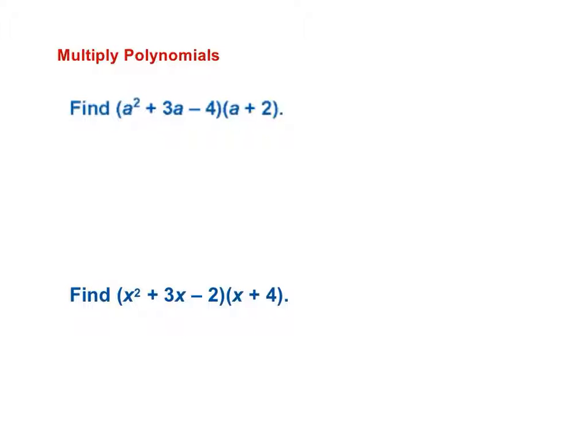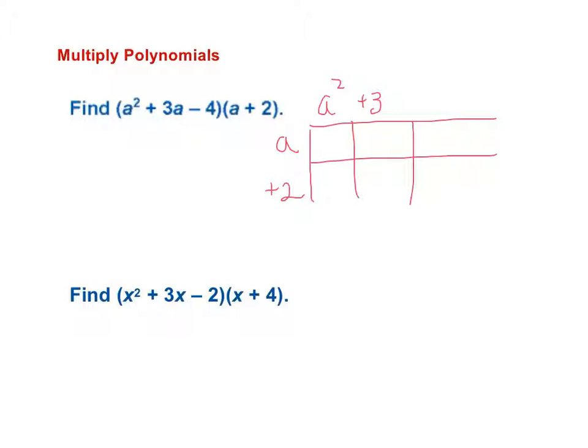Multiplying polynomials. Now, I'm going to use the box for this because to me, multiplying this in a box keeps things all nice and organized. Do you have to? No, but it works really well, and I like it. So I'm going to do a plus 2, and then up here I'm going to do a squared plus 3a minus 4. And then I'm going to multiply. So I'm going to do a times a squared is a to the third. A times 3a is 3a squared. And then a times -4 is -4a.